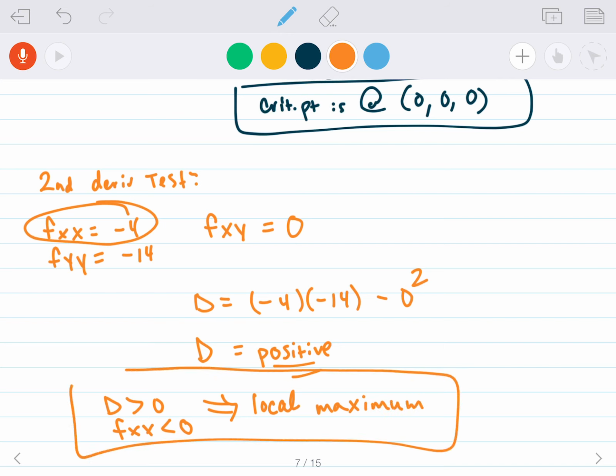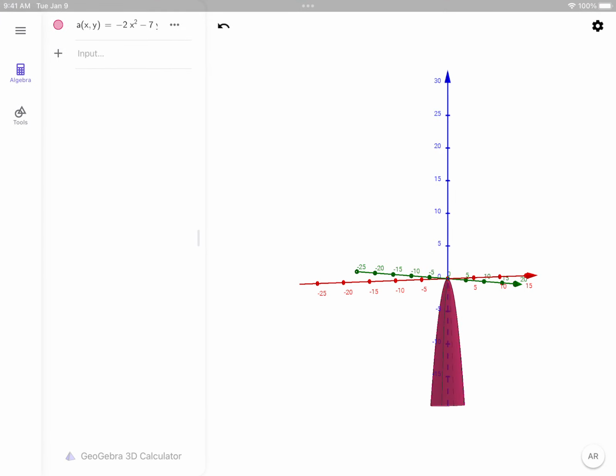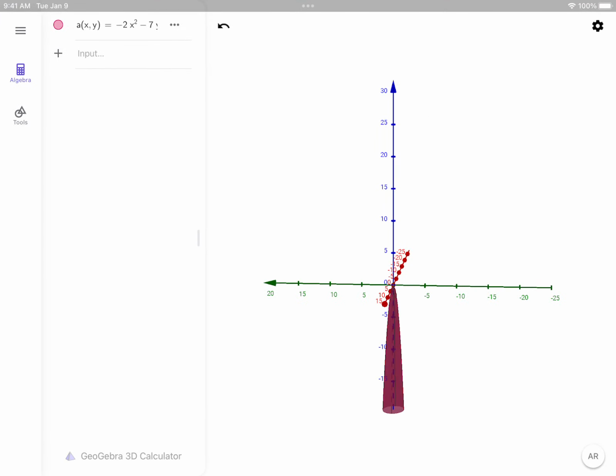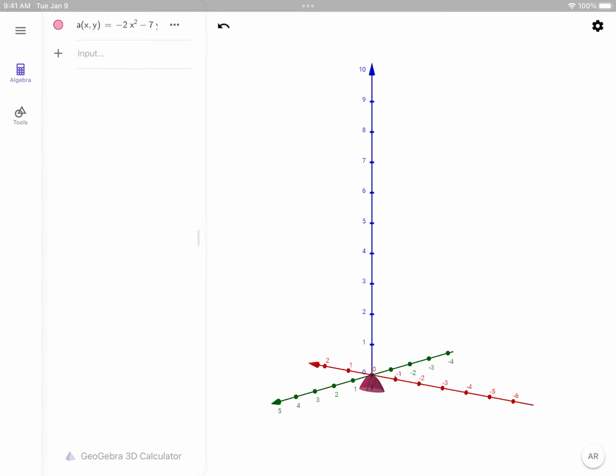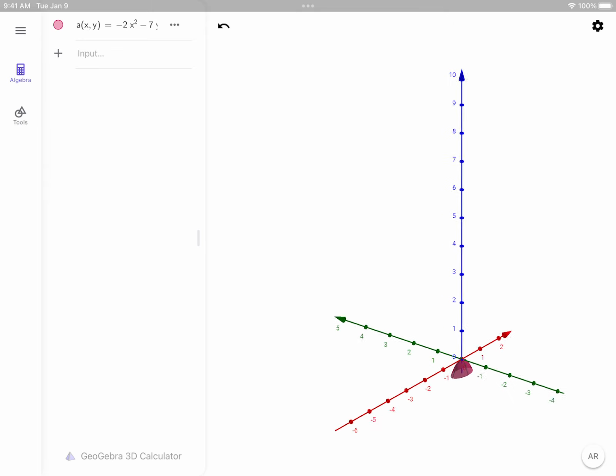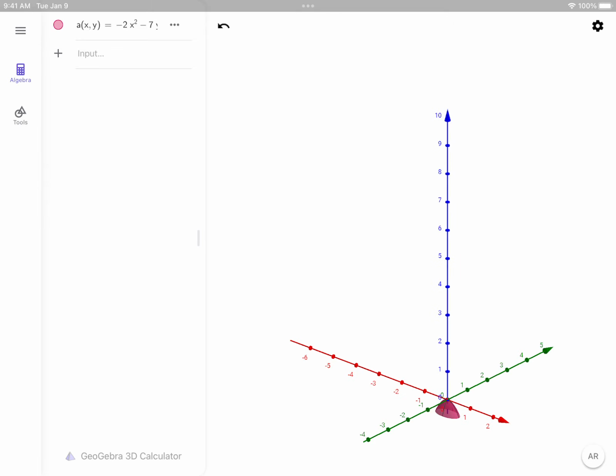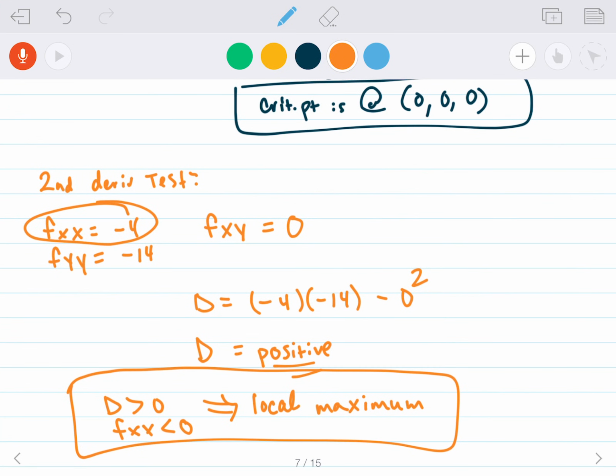Now, is this a global maximum? Well, let's take a look at our picture. Okay, so here is our picture, 0, 0, 0. Indeed, that is going to be the global maximum because it is the highest point on the graph. Okay, so not only is it a local maximum, it's also a global maximum.